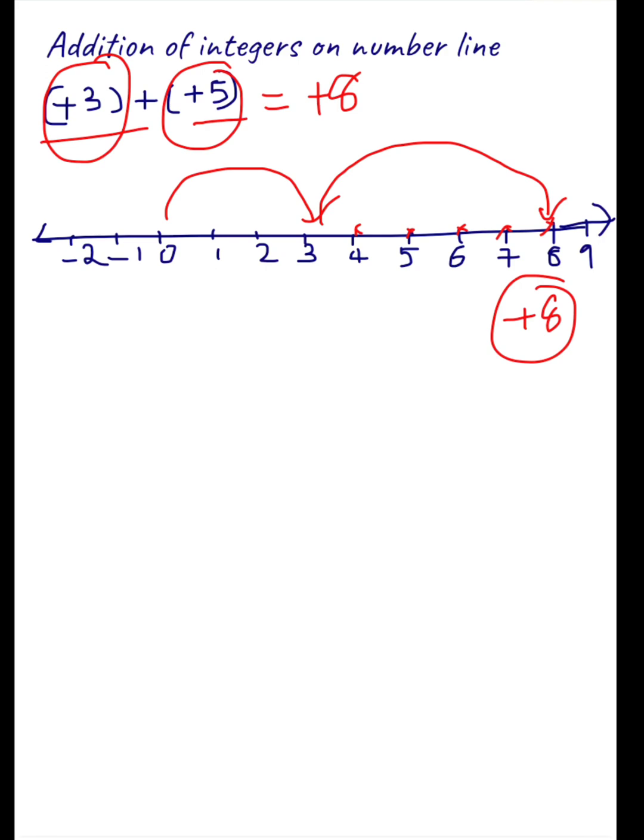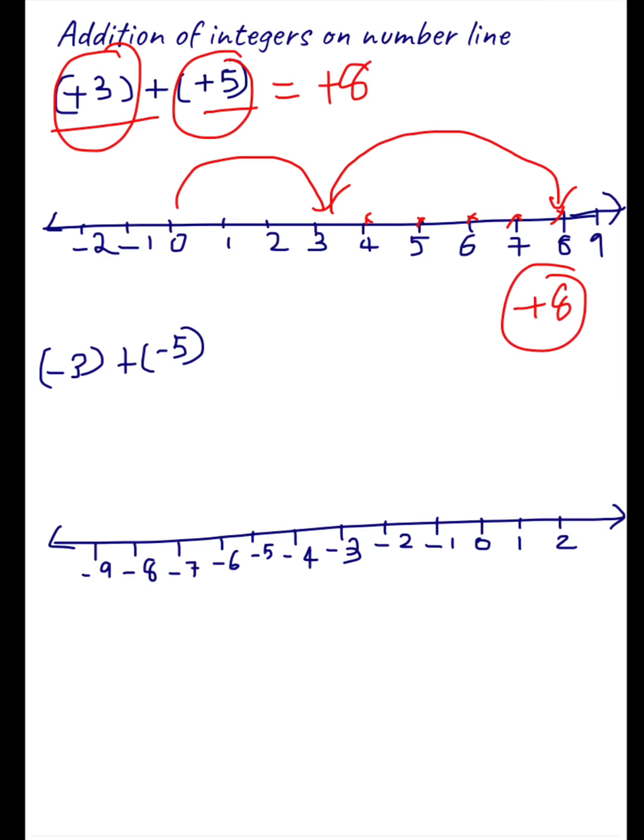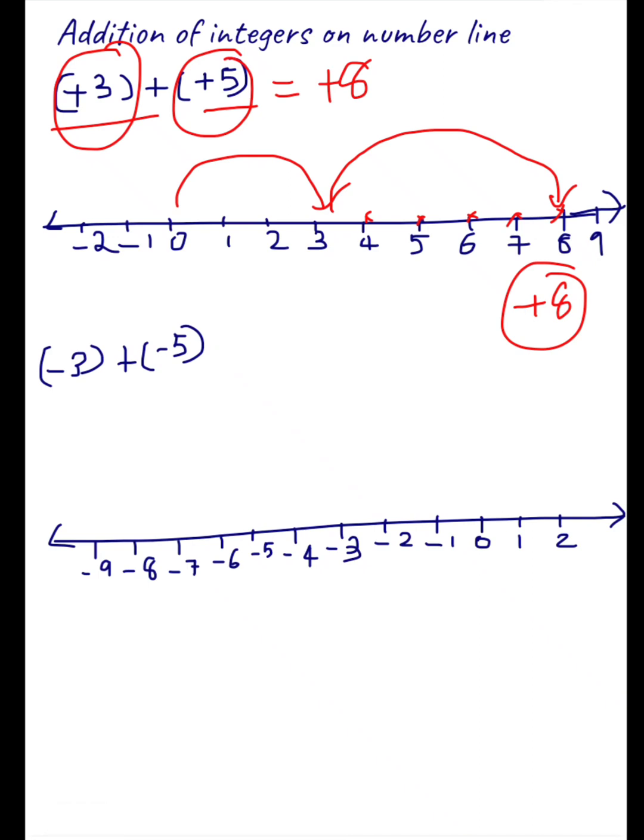Now let's see what happens when we are adding two negative integers on the number line. Let's add two negative integers, that is minus 3 plus minus 5. What is the first number here? The first number is minus 3. So you have to mark that minus 3 first on the number line. Since it is minus 3, you have to move to the left side. How many steps? 3 steps. So you will reach here. This will be minus 3.